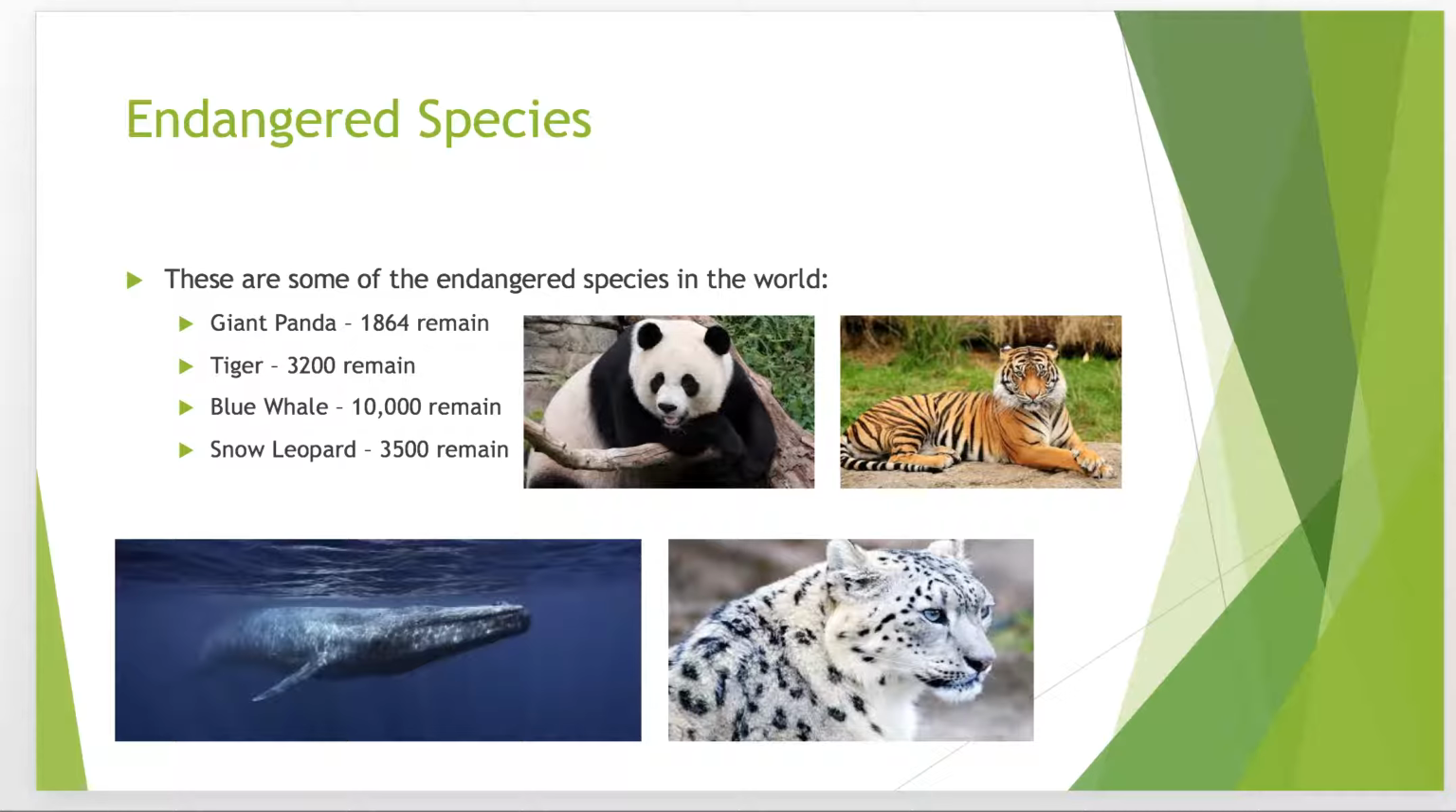The reason I picked these organisms is because they have a very important role in the ecosystem that they live in. For example, the giant panda helps disperse seeds and helps vegetation to grow. The tiger, which is the top carnivore in the ecosystem, feeds on herbivores, which maintains the balance between plants and animals. It controls the herbivores' consumption of plants.